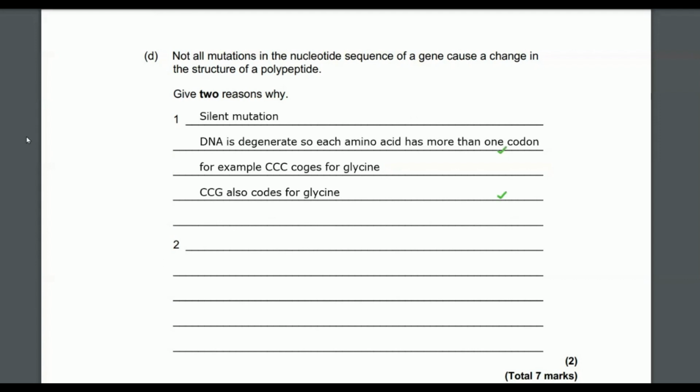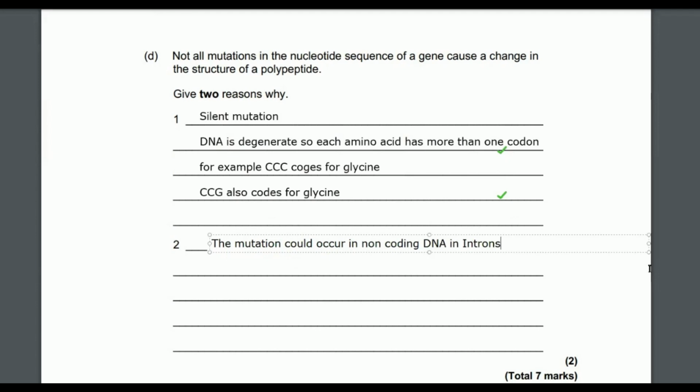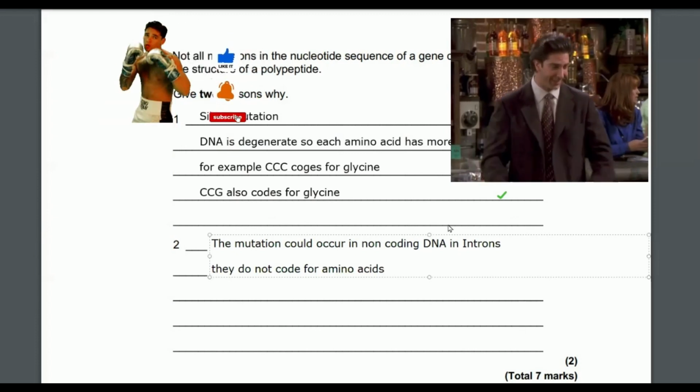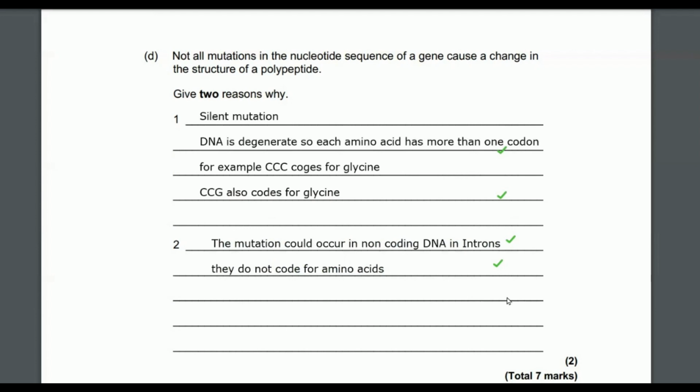Lovely. Now we need another reason. Where could the mutation happen where it wouldn't affect the amino acids? Of course, the mutation could occur in non-coding DNA, in introns. If it occurs in the non-coding DNA, that's not going to do anything, because they do not code for amino acids. So we have to say it could occur in introns, and these don't code for amino acids. Boom, we get all the marks.